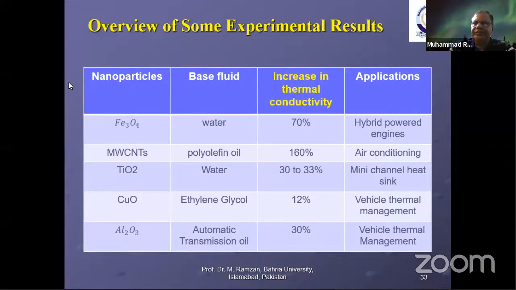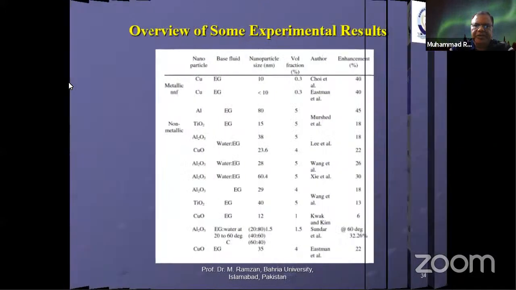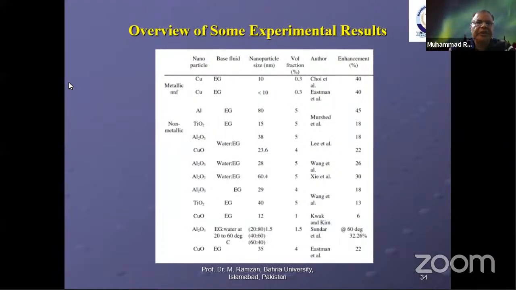Then the aluminium oxide mixed with automatic transmission oil increases the thermal conductivity by 30%, and is used in vehicles. Some overview of experiment results.